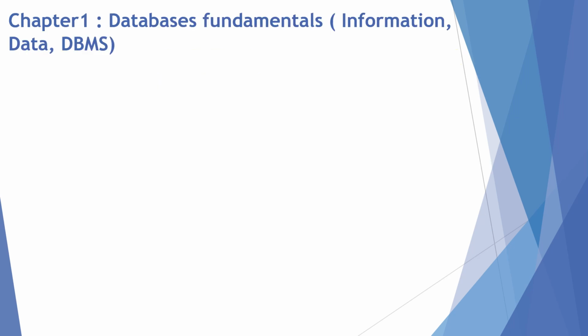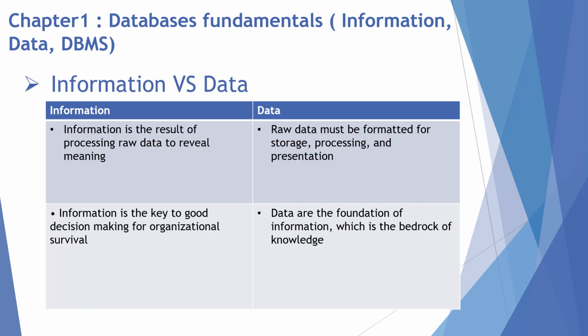Let us see together the first chapter of this lecture, entitled Databases Fundamentals. The goal of the first part of this chapter is to distinguish between information and data, where information is the result of processing raw data to reveal meaning, and it's the key to good decision making for organizational survival, while data must be formatted for storage, processing, and presentation, and are the foundation of information, which is the bedrock of knowledge.